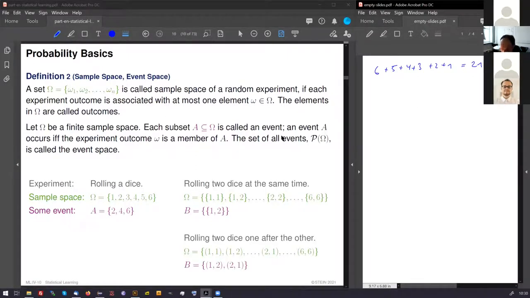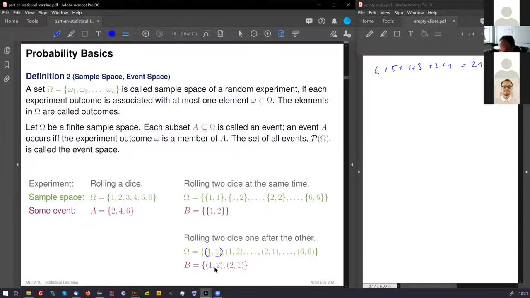If I roll two dice, one after the other, I might be interested in the order. There's a first outcome and a second outcome. And this is not subtle, this is a big difference. Here you see a vector. And the outcome 1, 2 is different from the outcome 2, 1. And if I want to capture the same event like before, I have to list both outcomes. Okay.